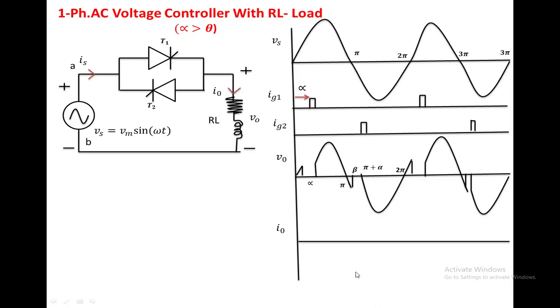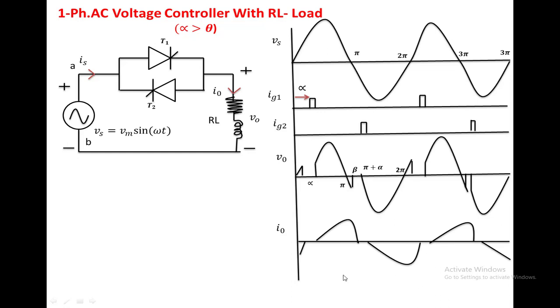If you draw the current waveform, you start the current waveform at this point, increase to the maximum value, and bring it to 0 at angle beta. Again here, start the current waveform, increase to maximum value. When the load is subjected to negative voltage, again you bring this current to 0. So the output voltage waveform is also an AC voltage and the output current is also an alternating current.